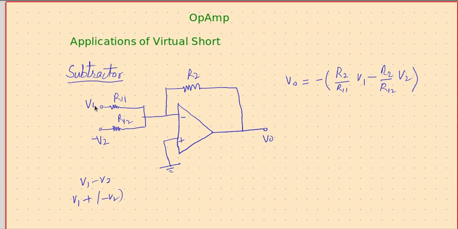We are adding V1 with minus V2, and hence we are going to get for V1 it will be R2 by R11 times V1, and for this it is R2 by R12 times minus V2, and hence the summing amplifier result will be R2 by R11 times V1 minus R2 by R12 times V2. Totally it is negation because of the inverting amplifier being used here.